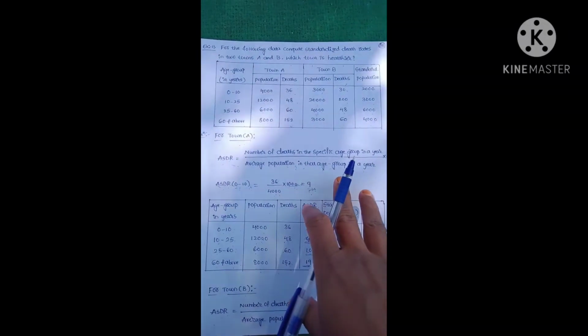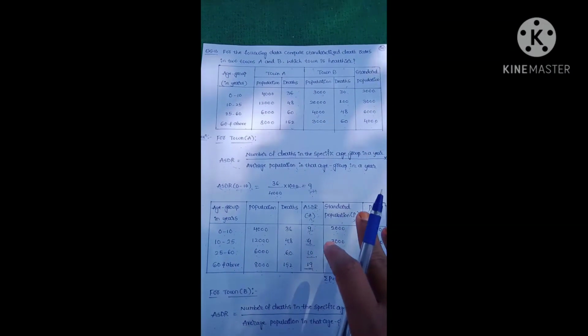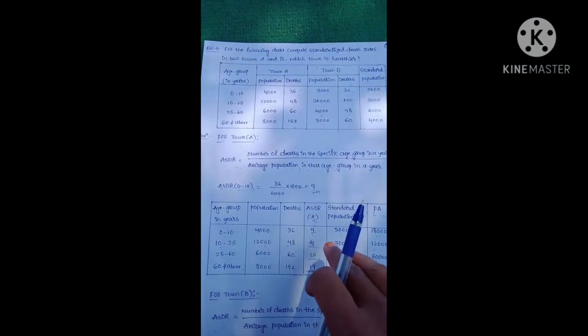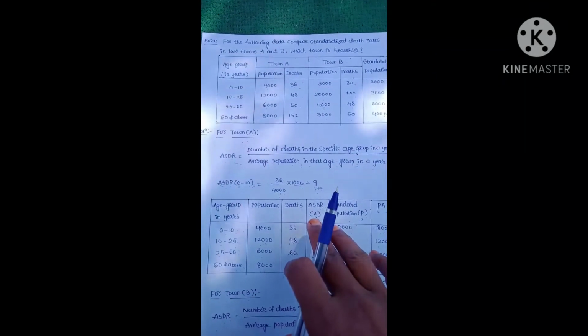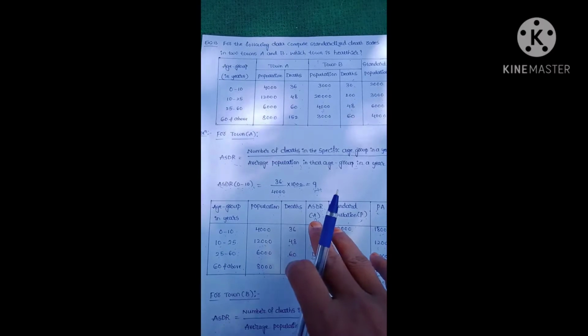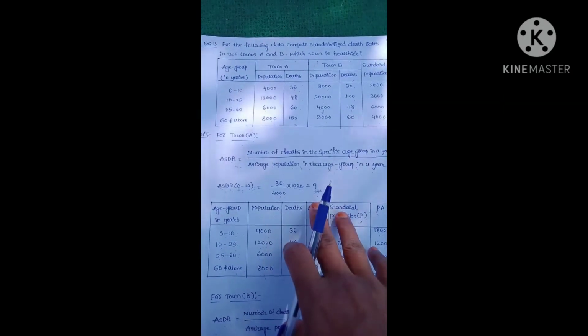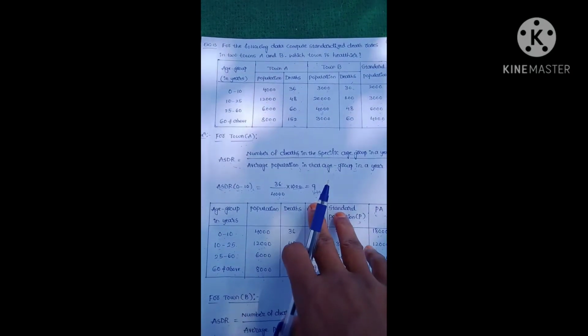In the last class, we discussed the meaning and measure of standardized death rate. This is the third measure of mortality. In this class, we are going to study the problems on standardized death rate, how to calculate STDR. Its short form we define as STDR.